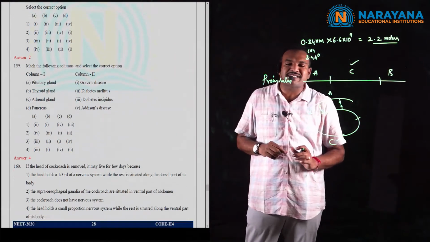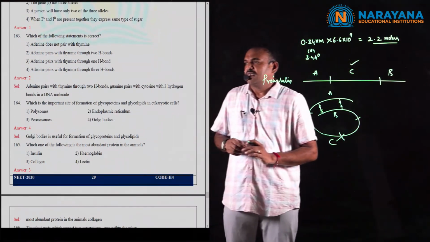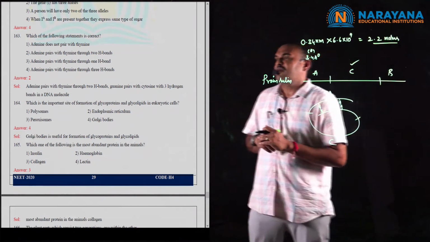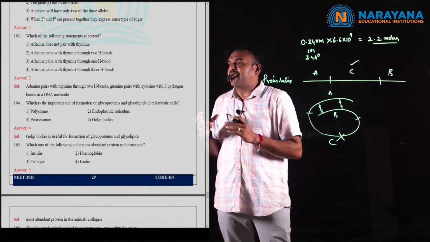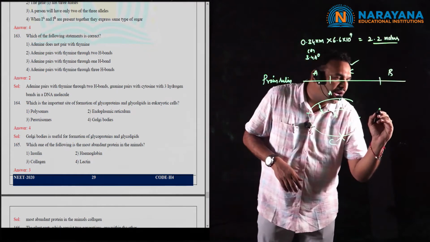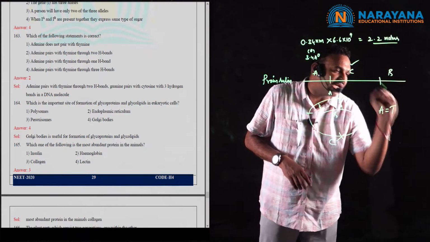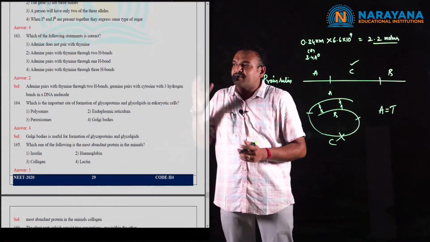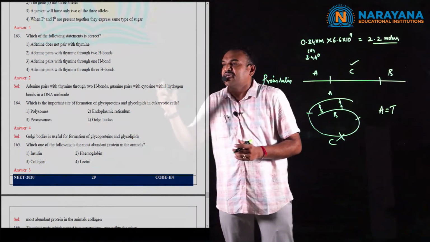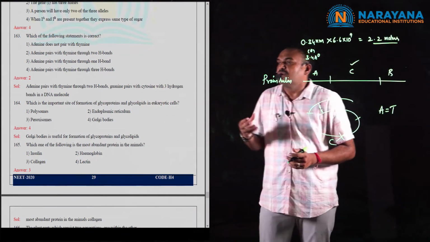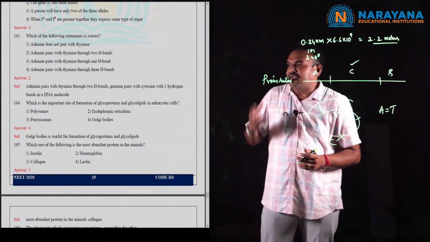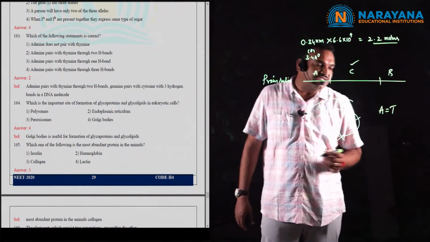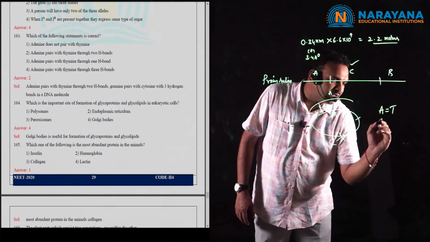And next one is question number 163. Which of the following statements is correct? First option, adenine does not pair with thymine. That is wrong. Adenine always pairs with thymine with 2 hydrogen bonds. That means the second option is correct. If you observe the third option, adenine pairs with thymine through 1 hydrogen bond. Fourth option, adenine pairs with thymine through 3 hydrogen bonds. That means the right option is adenine pairs with thymine with 2 hydrogen bonds.